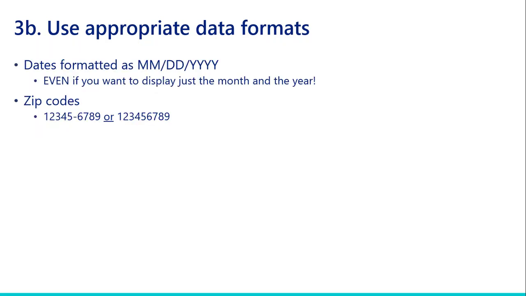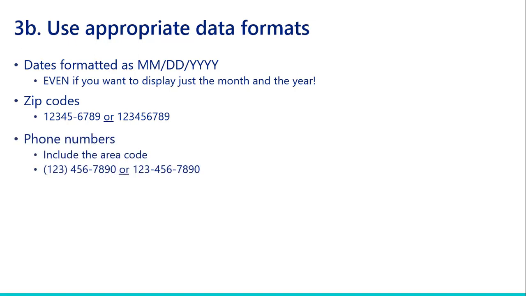For zip codes, 5 digits or 9 digits is acceptable. However, consistency within your dataset is critical. 9-digit zip codes can be uploaded either as hyphenated or non-hyphenated. Phone numbers must include an area code. Again, the most important thing is consistency.